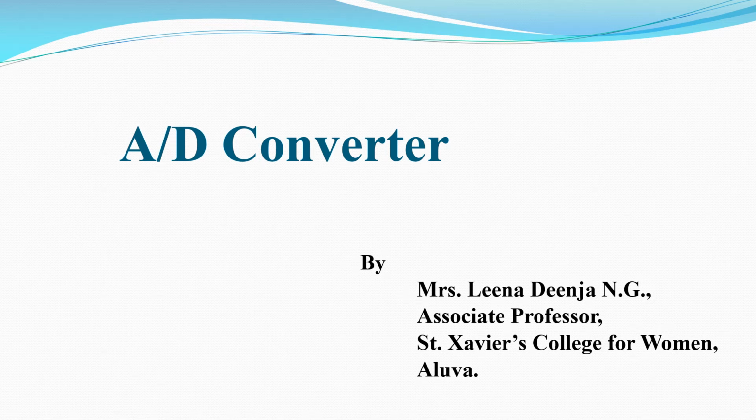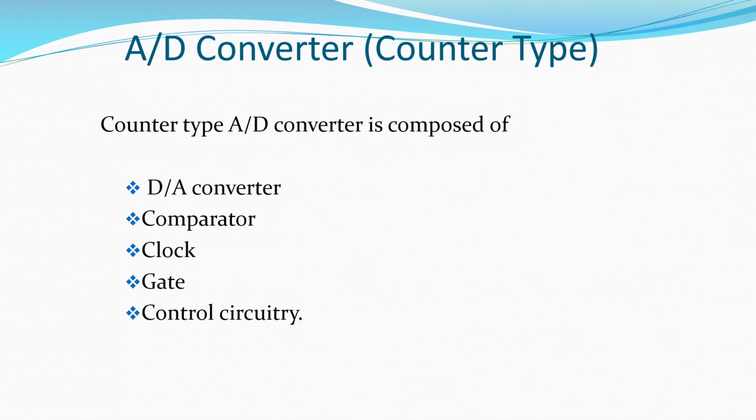Hello everyone. Through this class, we are going to study about analog to digital converter, counter type. The process of changing an analog signal to an equivalent digital signal is accomplished by the use of an analog to digital converter. An analog to digital converter is often referred to as an encoding device since it is used to encode signals for entry into digital system.